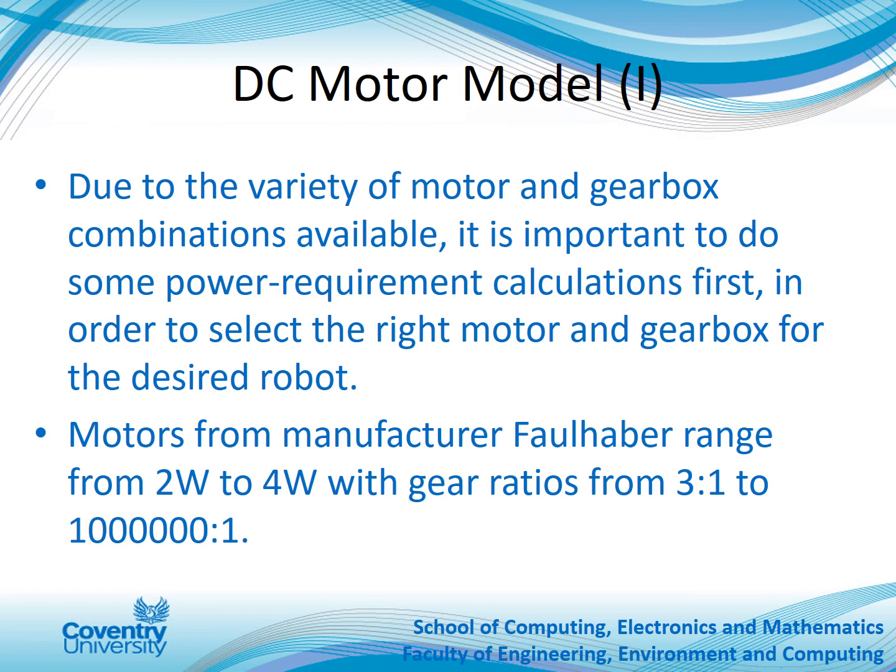The next thing we're going to look at in some more detail is the DC motor model. Now, due to the variety of motors and gearbox combinations available, it's important to do some power requirement calculations when you first start to design your system. So you need to select the right motor and gearbox for the desired application. Motor manufacturers such as Faulhaber range from 2 watts to 4 watts with a gear ratio of anything from 3:1 to 1,000,000 to 1. So you need to be aware of this when you're designing your system.